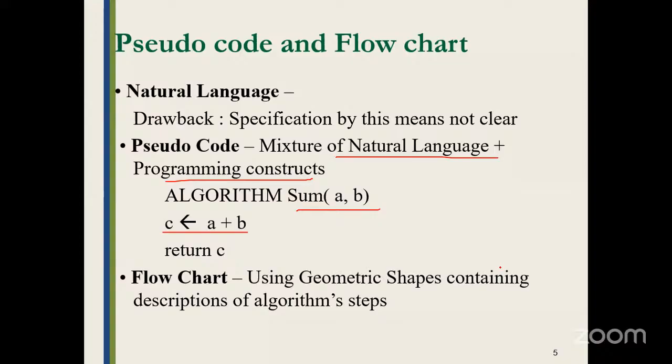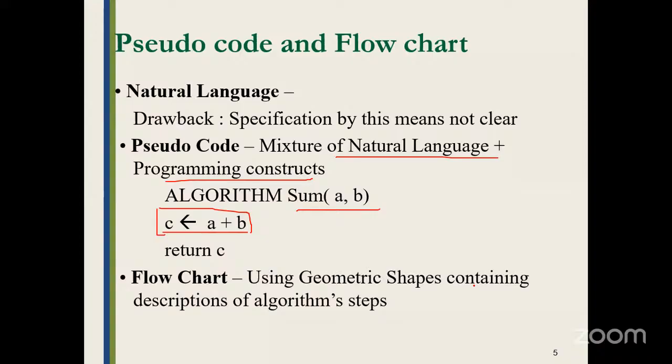For example, if a particular statement is related to input, we use a parallelogram. The shape we use, a parallelogram, represents an input related statement. For example, we have some processing related statements, C assignment A plus B. This is one process because it is a logic that should be executed by the processor. For that, we use a rectangle shape in the flowchart.